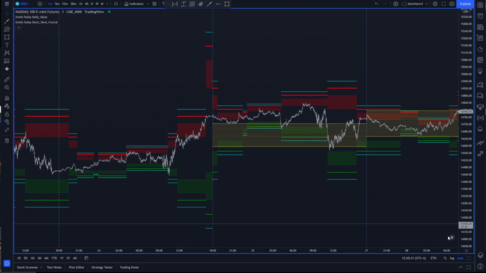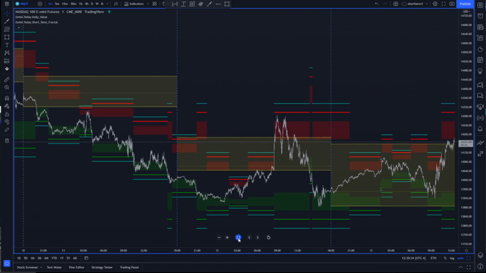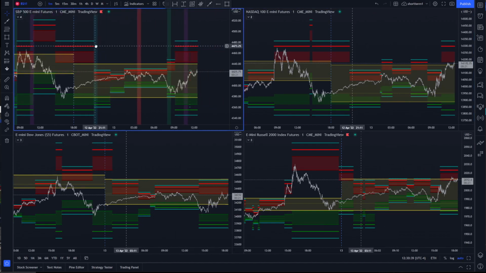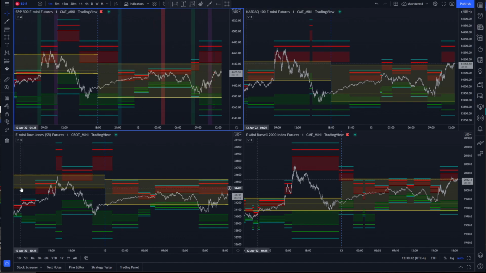So the way I look at it is I have the 4 major indexes: the S&P, NASDAQ, YM, and Russell. And basically by looking at all of these indexes, it's much easier to gauge, at least to me, from this perspective, what's going on.